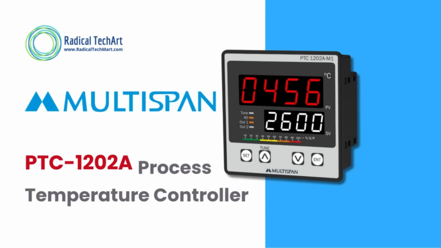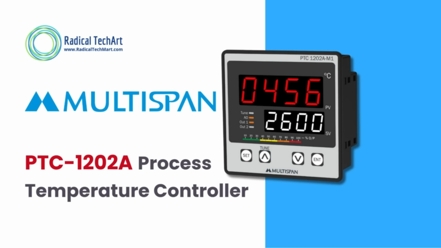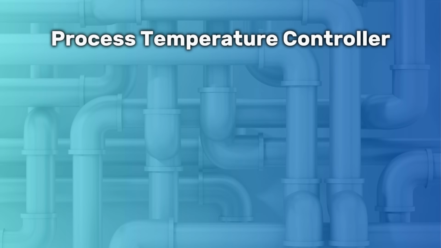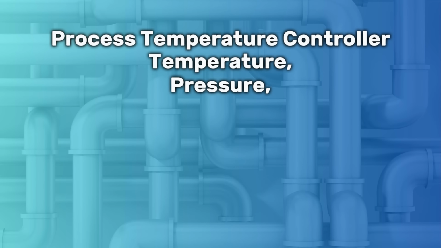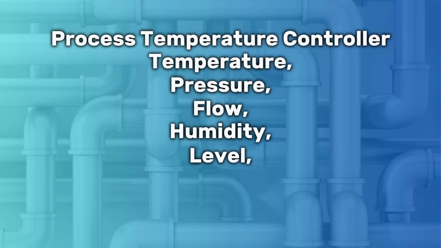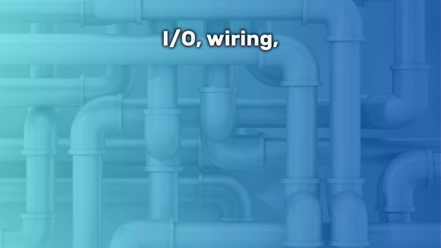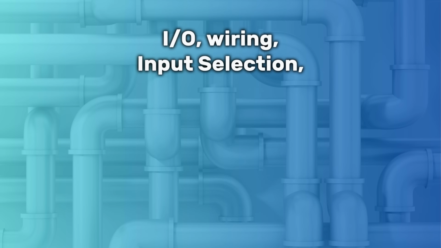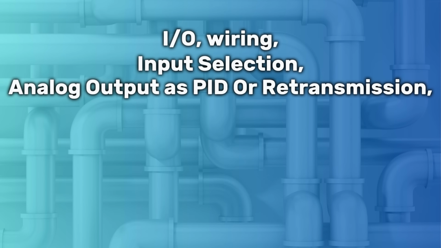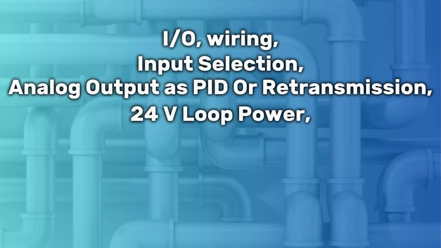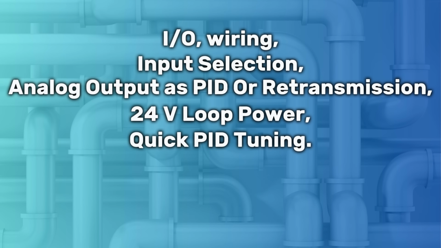Hello friends. Today we are exploring the PTC-1202A, a multi-purpose PID controller you can use to control temperature, pressure, flow, humidity, level, or almost any process variable. We'll cover I/O, wiring, input selection, analog output as PID or retransmission, 24-volt loop power, and quick PID tuning.